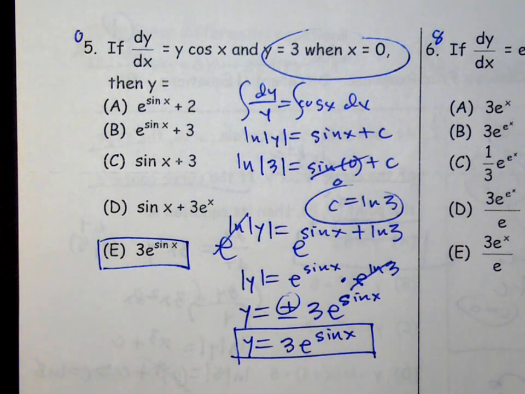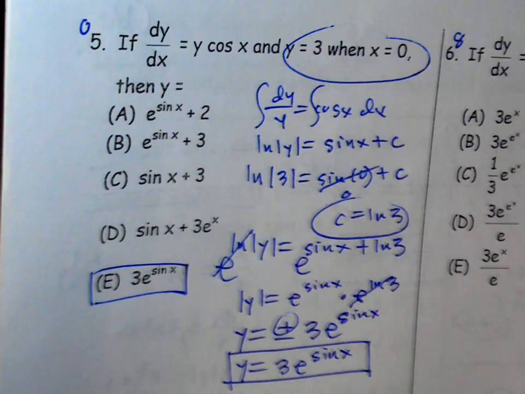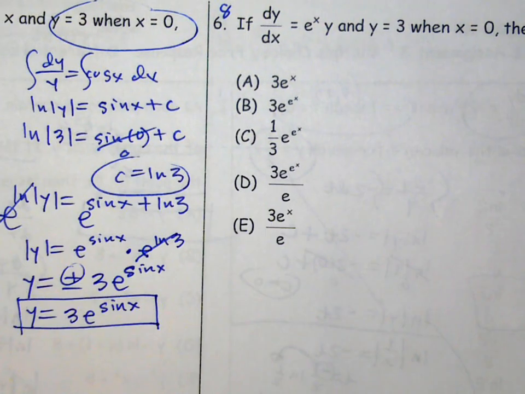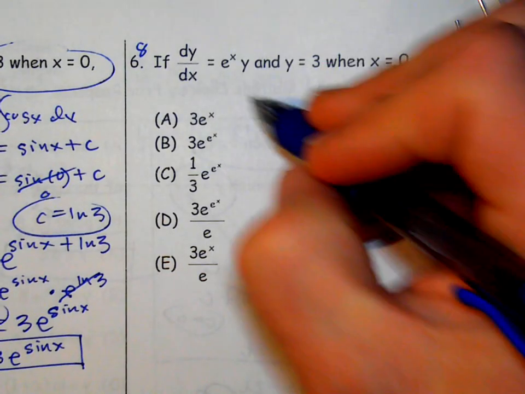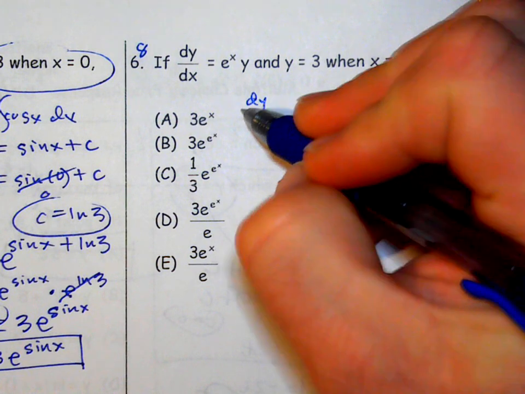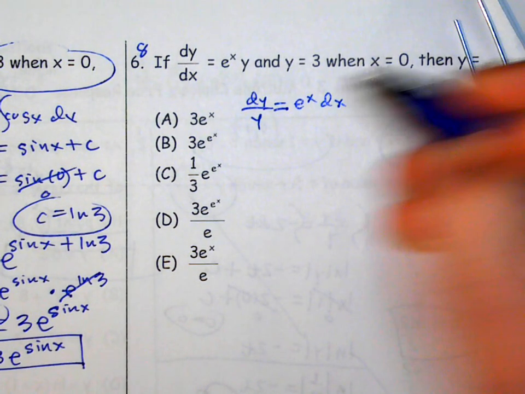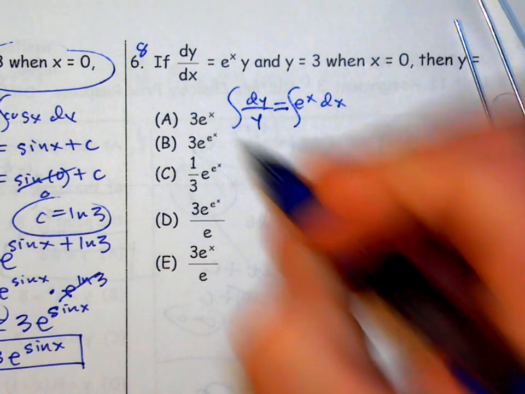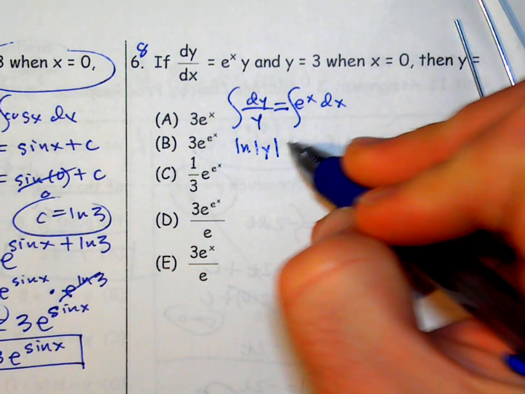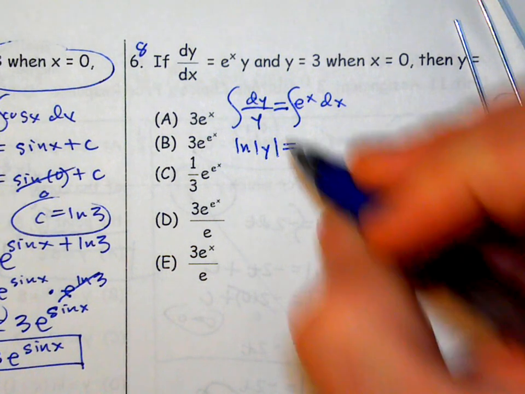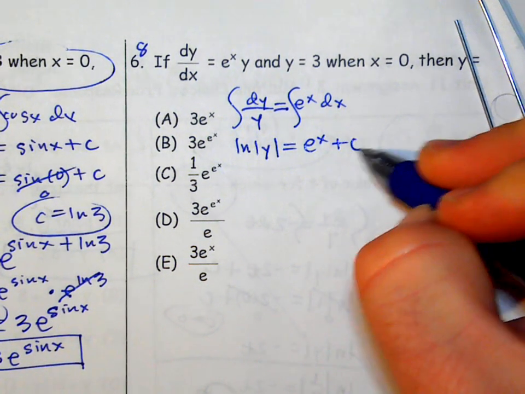Okay. Number 6 had a lot of questions. So separate the variables. The y ends up in the denominator on the left-hand side. e to the x dx. We're going to integrate both sides. Natural log of the absolute value of y equals, what's the antiderivative of e to the x? e to the x plus c.